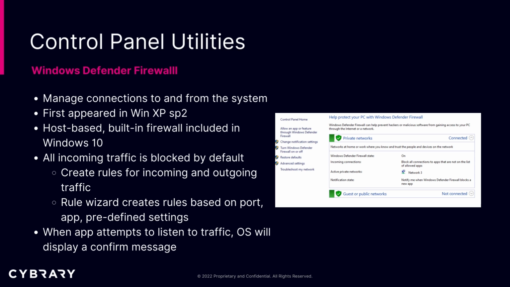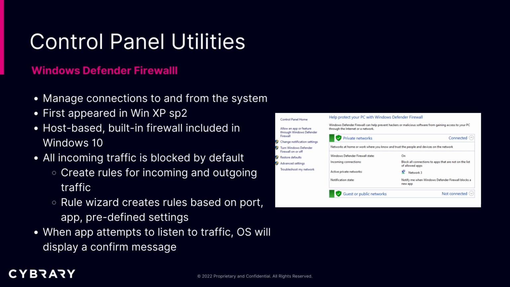Windows Defender Firewall. In Windows 10, the Windows Defender Firewall is used to block access from the network. It first appeared in Windows XP Service Pack 2, and it was changed a little bit in Windows Vista. The Windows Defender Firewall is a host based built in firewall included in the Windows 10 operating system. The firewall is turned on by default and has many settings that you can select to configure security for your particular needs.